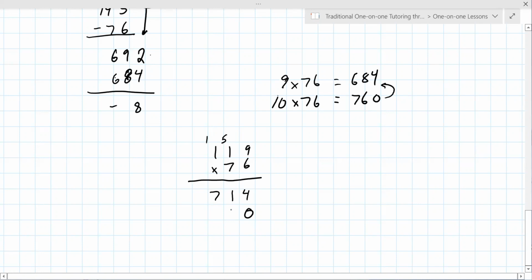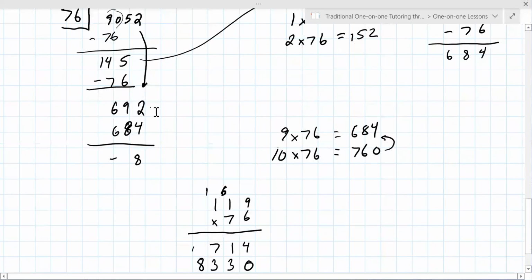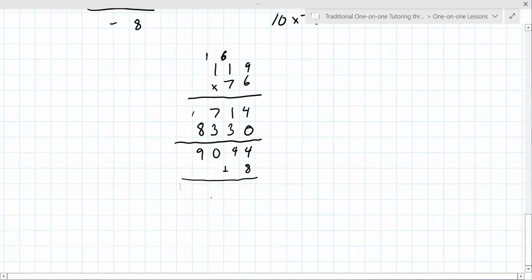Yes. 7 times 9 is 63. Put a 6 up there. 7 times 1 is 7 plus 6 is 13. 3, carry the 1. And then 7 times 1 plus 1 is 8. So you should get 4, 4, 0, carry of 1, 9. Yeah, I think I did the adding wrong. And then you're adding the 8 there to get 9052.